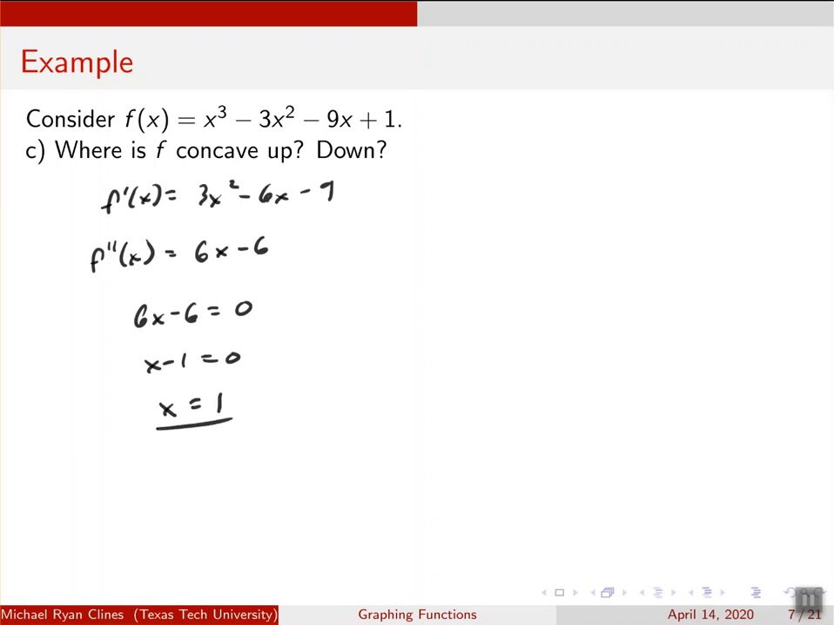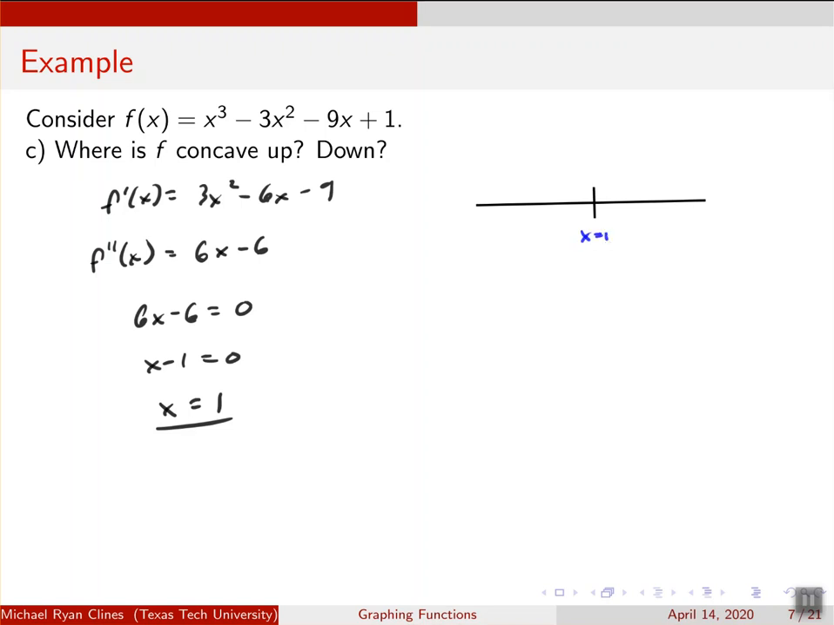Excellent. But now we want another little table like this. Get used to drawing these tables. Anytime you do a rectilinear motion problem, anytime you do a graphing problem like this, and when we get to it, an optimization question, you're going to have to draw a table like this. All right. So this point right here is x equal to 1.